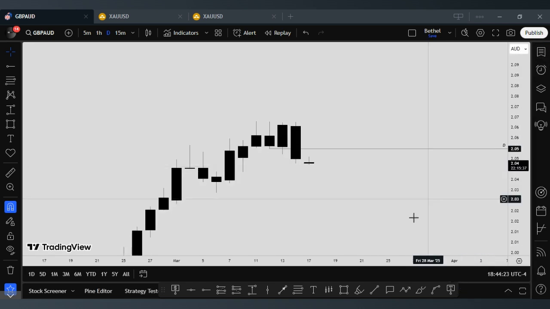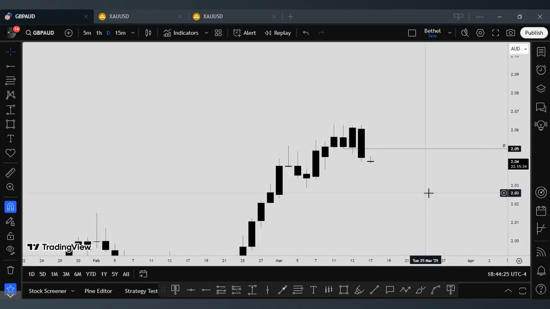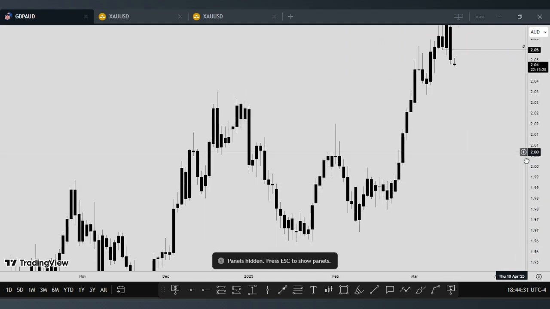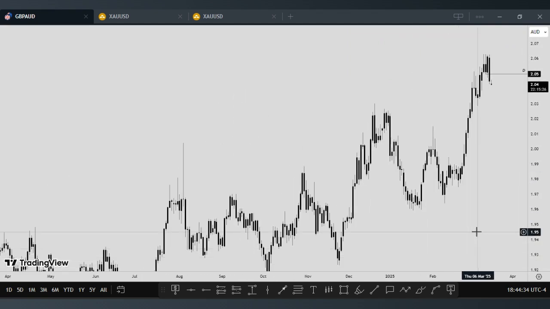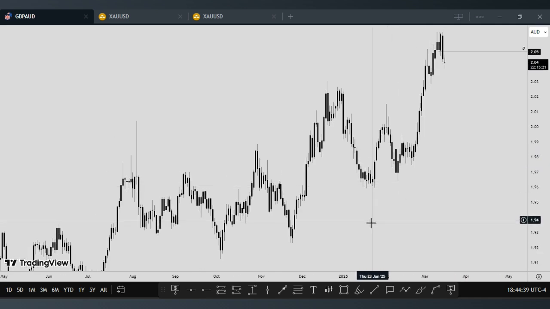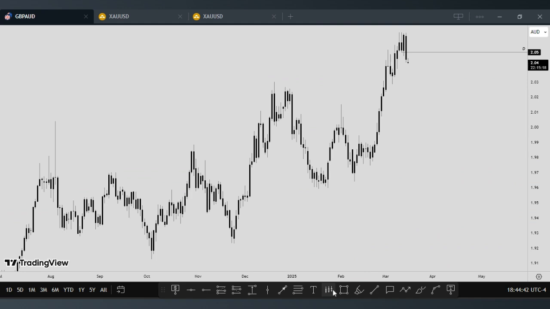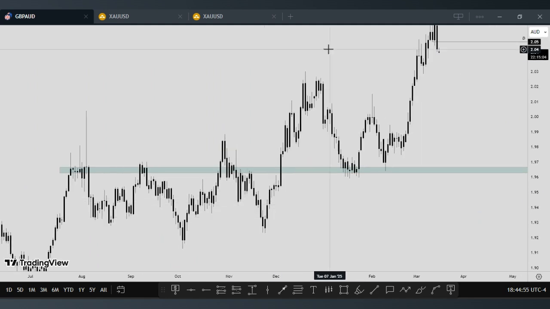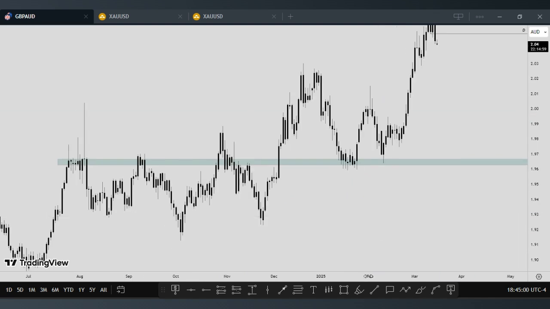I will start off with GBP AUD because it's the first one on the list. So let's expand this. GBP AUD has been on very strong momentum since February 20th. You can see price came off the back of this resistance. So we have resistance, it broke, turned to support, and then price went up.